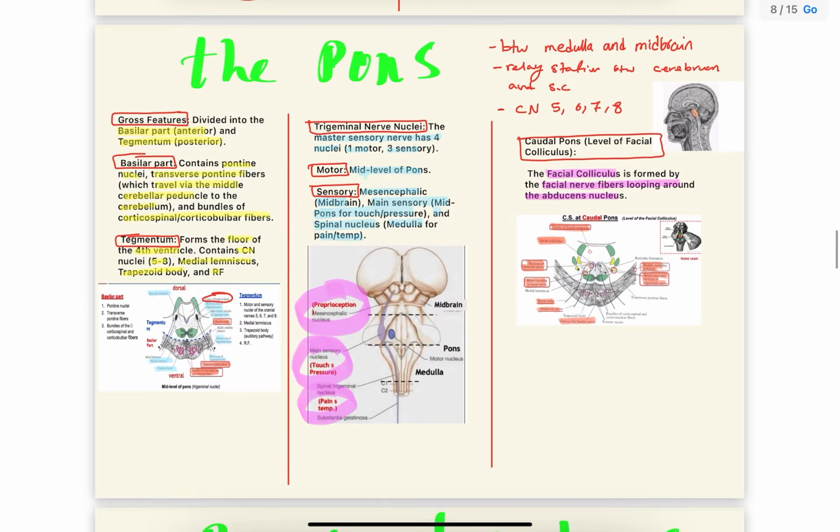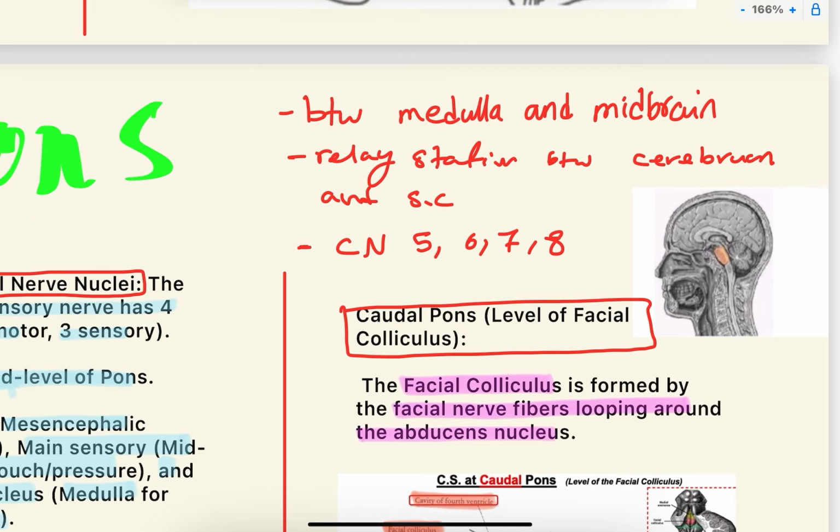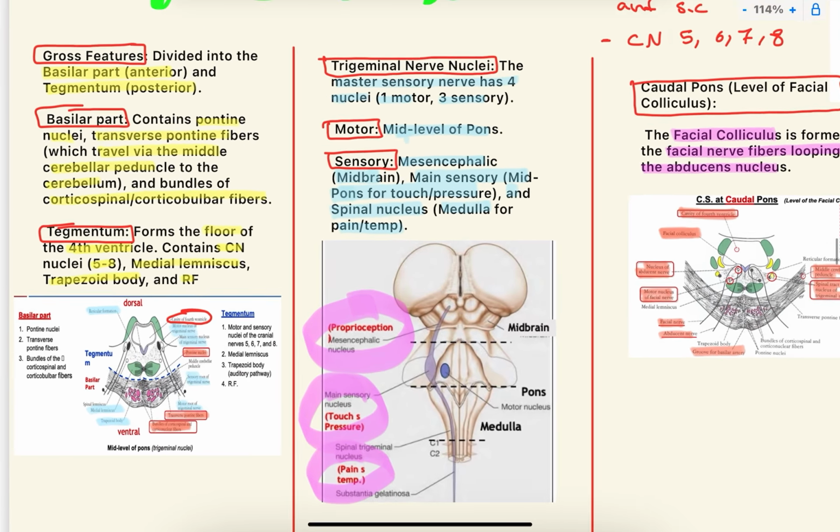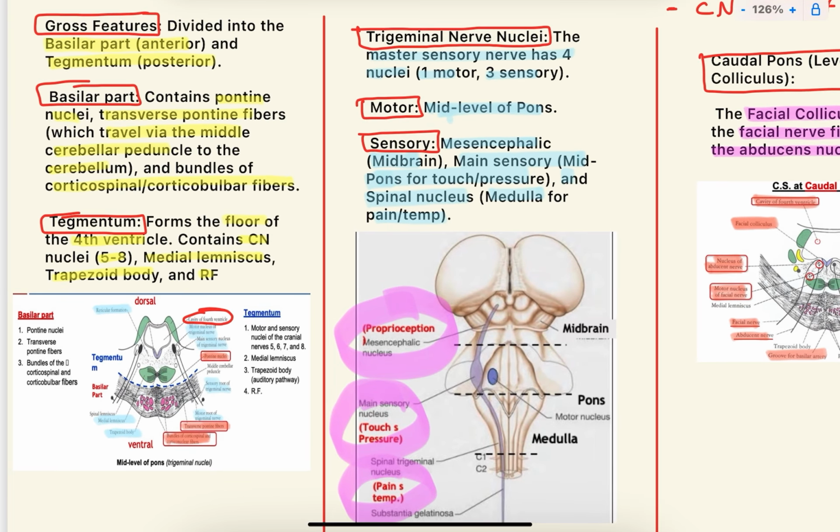Okay, now let's talk about the pons. The pons is between what and what? It's between the medulla and the midbrain. And it's a relay station between the cerebrum and the spinal cord. And it has, again, from the previous lecture, we know 5, 6, 7, 8. Okay, now grossly, what can I see? I can see it's divided into an anterior and a posterior part. The anterior part, I call it the basilar, and the posterior part, I call it the tegmentum.